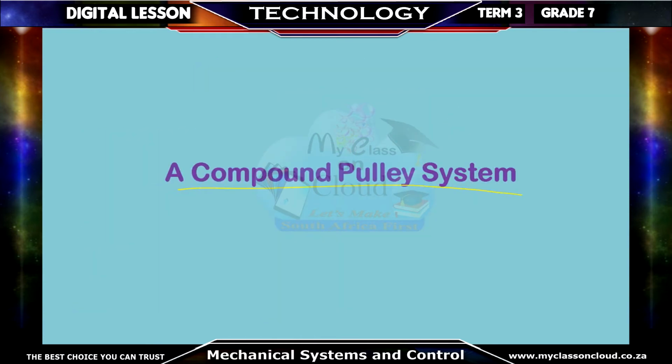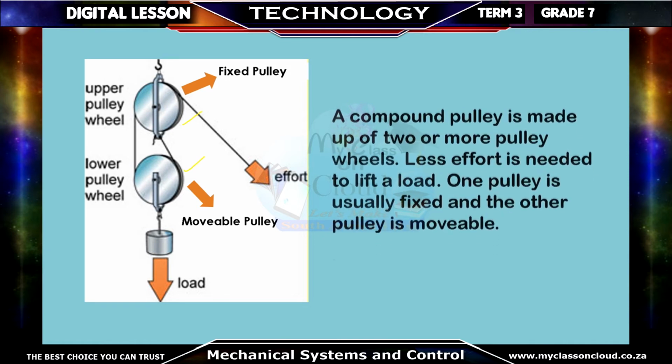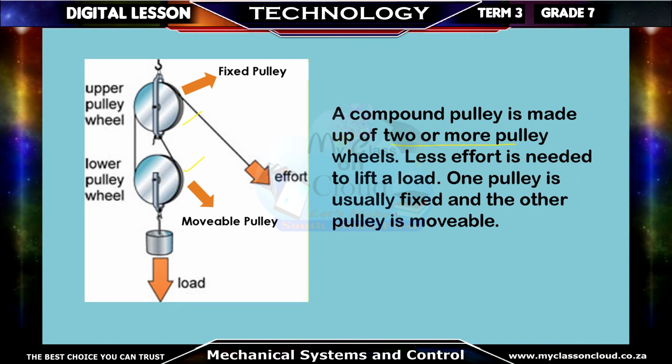Now, we go on to a compound pulley system. Compound means that it has more than one pulley. As you can see here, that is one pulley, and there is the second one. A compound pulley is made up of 2 or more pulley wheels. Less effort is needed to lift a load. One pulley is usually fixed, and the other pulley is movable. Now, there are your 2 pulleys. That is the pulley that is fixed, which means it doesn't move. This pulley here can move in that direction, or in that direction. There is the effort there, and there is your load here.